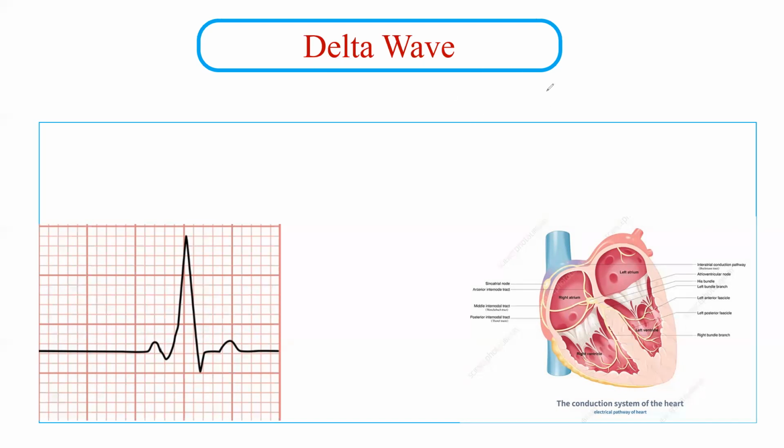Delta wave definition is actually very simple. It is the slurred upstroke in the QRS complex. So if we look at this EKG recording here, we can see that we have a P wave, which appears normal, and after that, the QRS complex starts prematurely here with no PR interval. As you can see, the PR interval is very short. And the slur, as you can see, is very slurred. It starts gradually and prematurely.